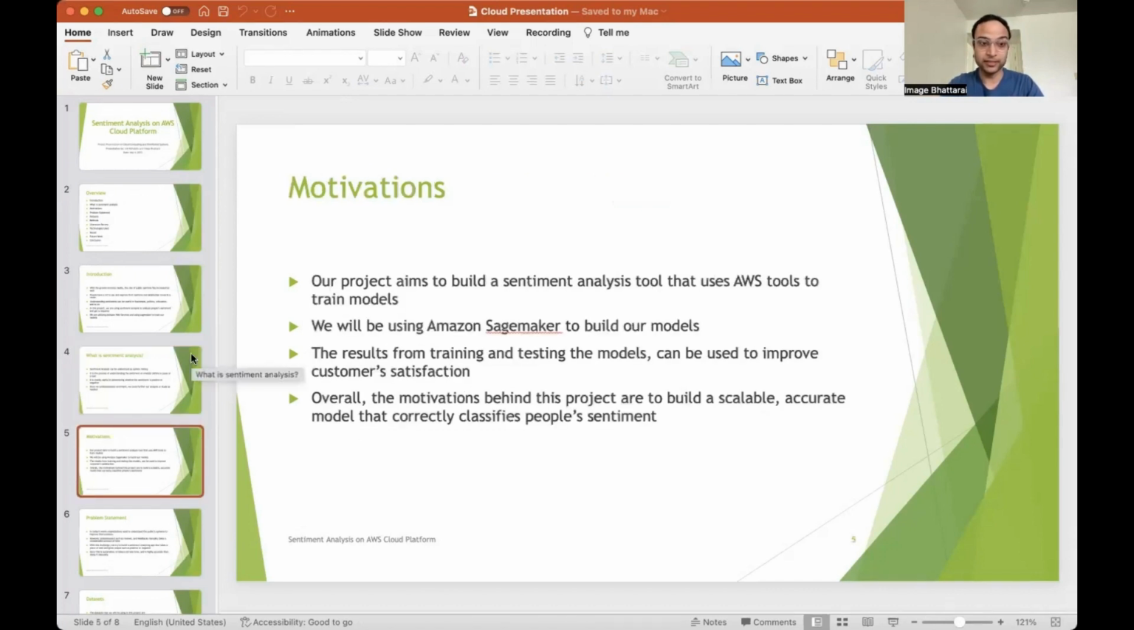So now let's take a look at the motivations behind this project. Our project aims to build a sentiment analysis tool that is going to use AWS to train models. We have used Amazon SageMaker to build our models. The results from the training and the testing of our models can be used to improve customer satisfaction because this can be used to analyze the people's sentiment. Overall, the motivations behind this project is to build a scalable, accurate model that will accurately classify people's sentiment.